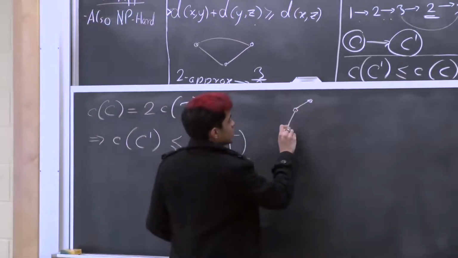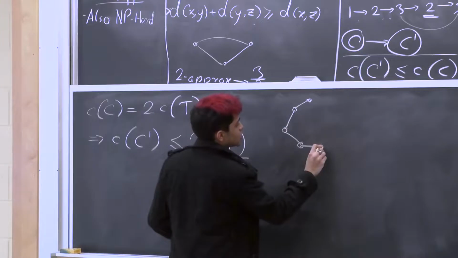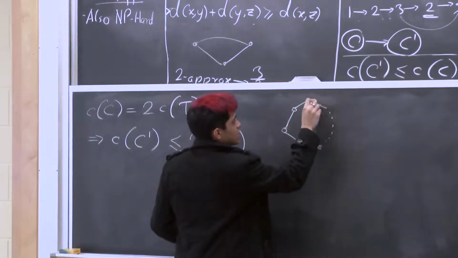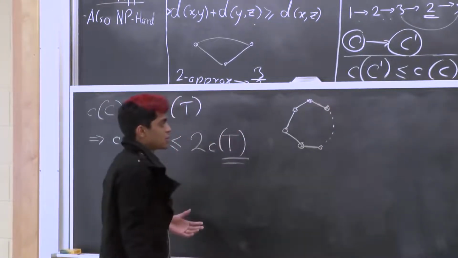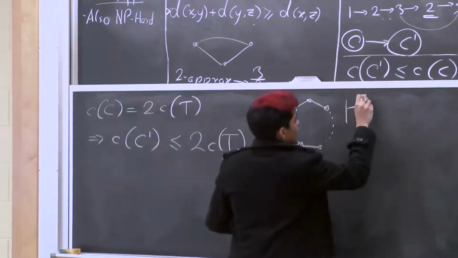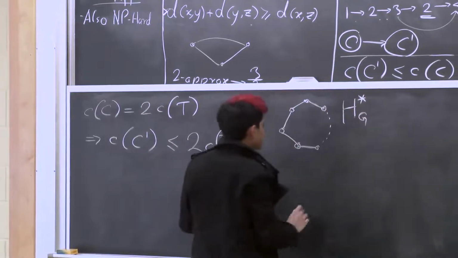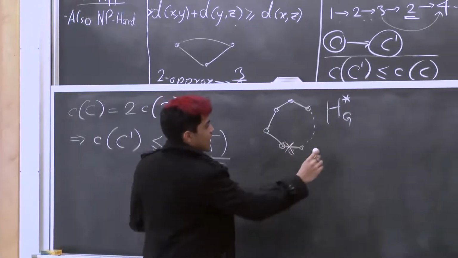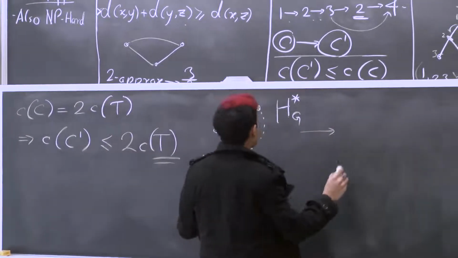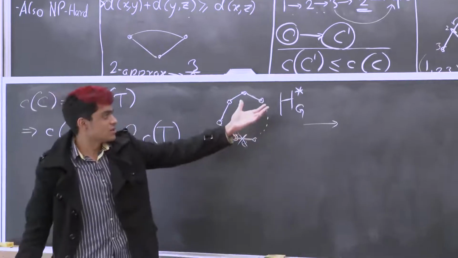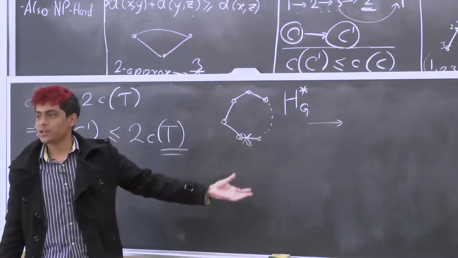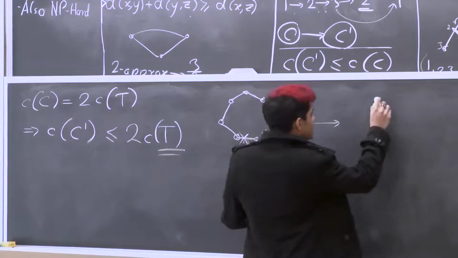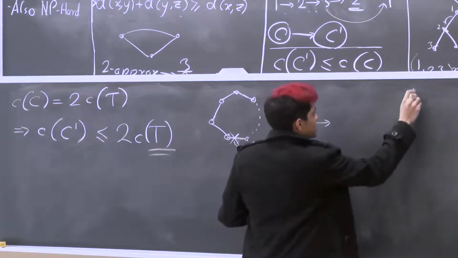H star of G is just the optimal cycle which goes through all the vertices and comes back to the parent vertex. So this is H star of G. This is the optimal thing. Now you can take an edge E here and delete it. And then you will get a spanning tree. Because this is your optimal cycle. Remove one edge, and you get a spanning tree. So let's call that T dash.